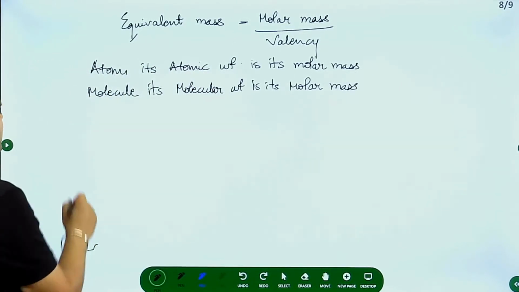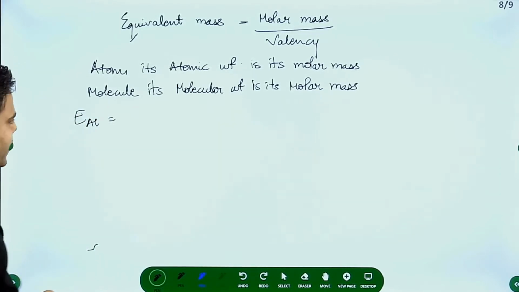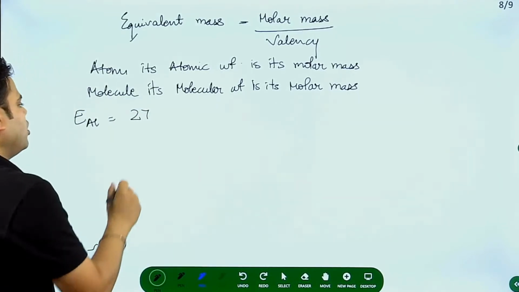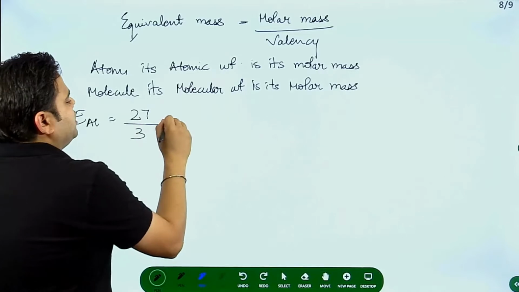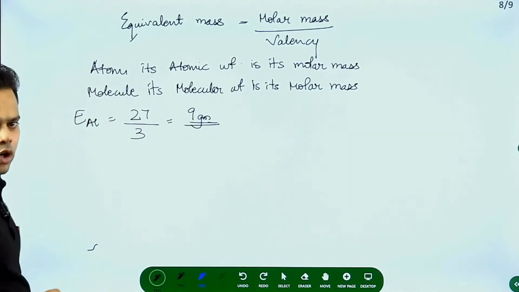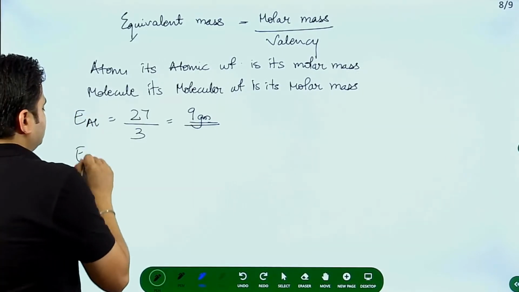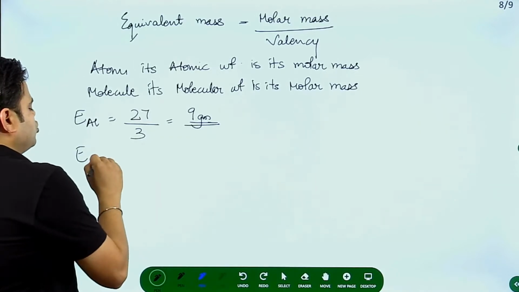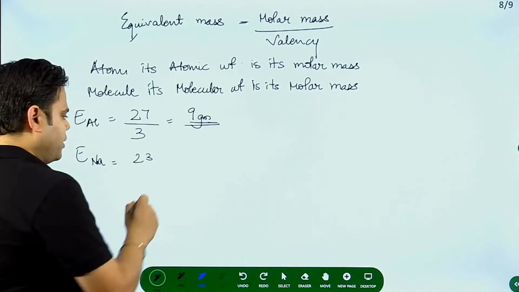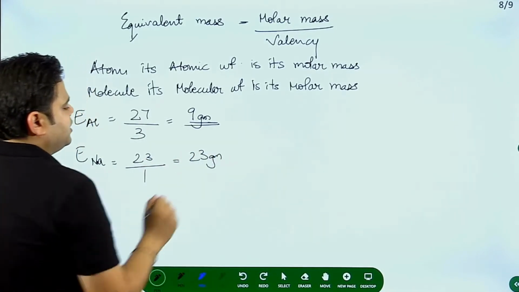अब इक्विवेलेंट वेट का एक दो एग्जांपल ले लेते हैं. Let us say we have to calculate the equivalent weight of aluminum. We all know the molar mass of aluminum is 27 and its valency is 3, so the equivalent weight becomes 9 grams. For sodium, the atomic mass is 23 and its valency is 1, so the equivalent weight is 23.